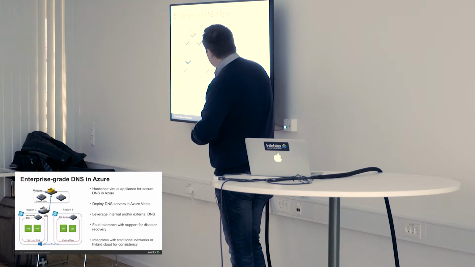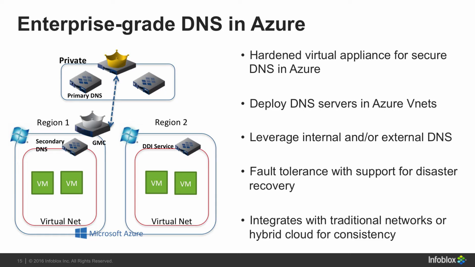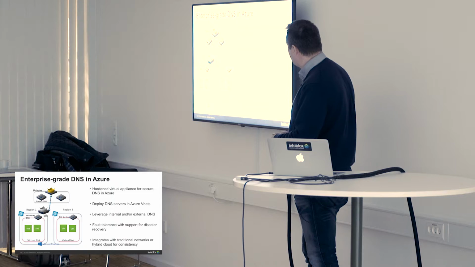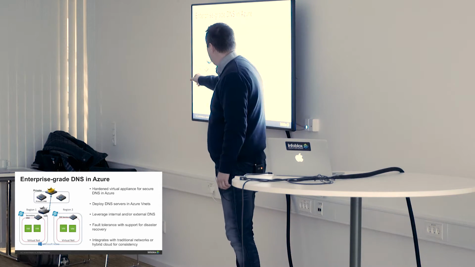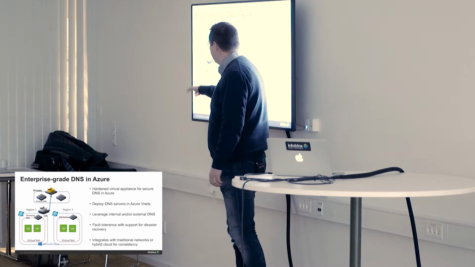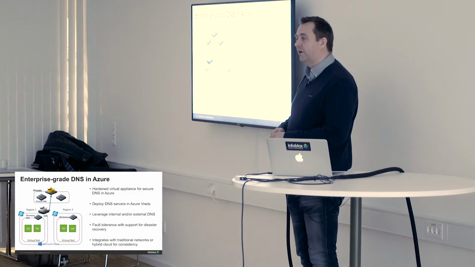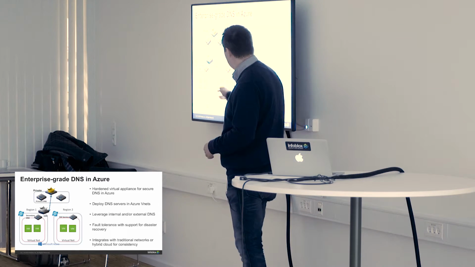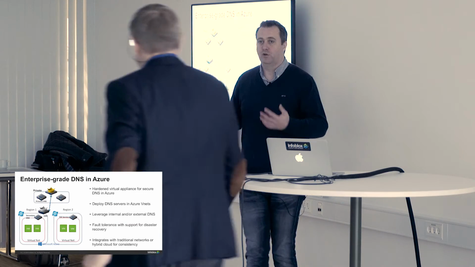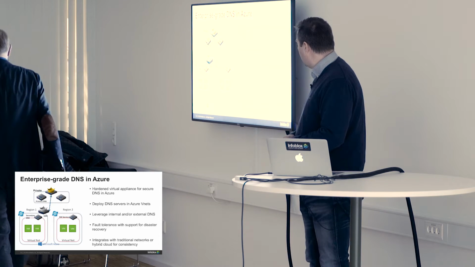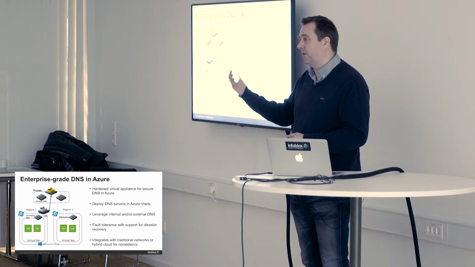So enterprise-grade DNS in Azure, what can you do? So you have your private space where you have already maybe some Infoblox in infrastructure, a grid master candidate. You can simply extend that by bringing, for example, secondary DNS servers to your different Azure regions. So you can deploy services in different regions, and then within regions you can make your virtual nets, and you can basically deploy Infoblox appliances there, and you can use them both for internal and external DNS.